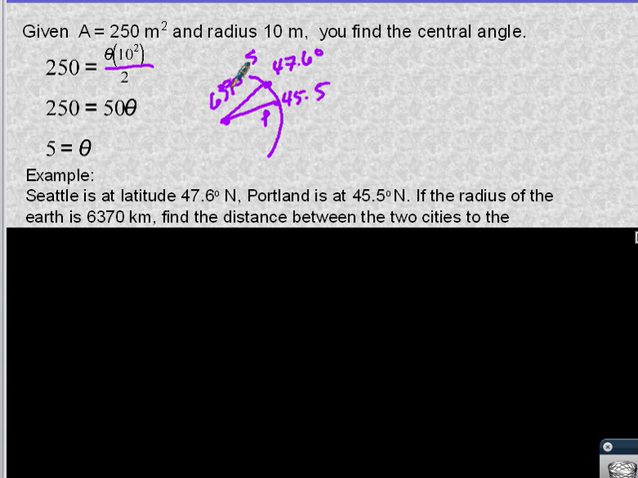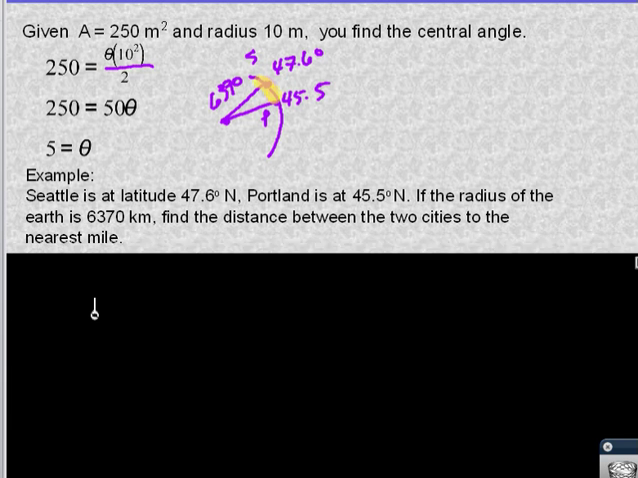So where's the distance? Well, the distance is this, which is nothing more than our arc length. Basically, this is a problem that asks us to find, it says nearest mile, so I was off on this. It should be the nearest kilometer. This is just an arc length problem. Notice first of all, our angles are in degrees, so that means we're going to use theta pi r divided by 180. We have to use our conversion factor.